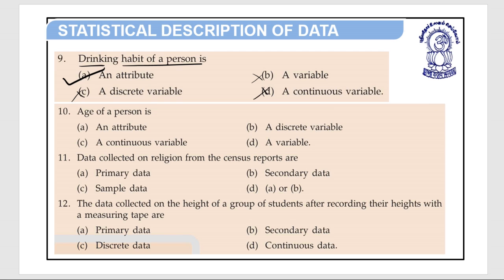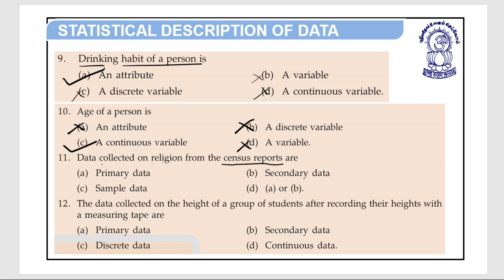Age of a person is not an attribute, not a discrete value. Age of a person is a continuous variable. Age of a person continuously changes with the years. So age of a person is a continuous variable.